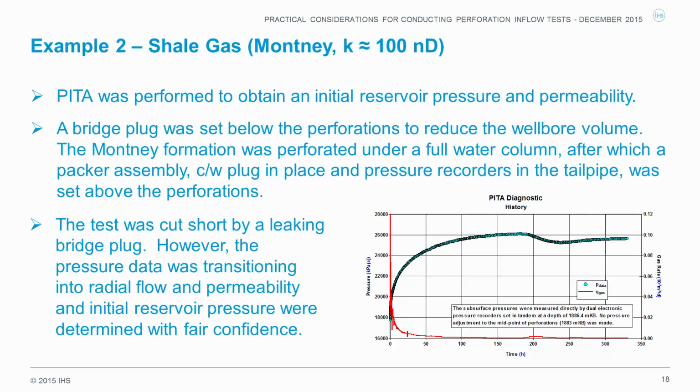The second example is a shale gas well where a PITA was successfully performed, and the permeability is 100 nanodarcies. Although the test was cut short by wellbore issues after 7 days instead of the planned 14 days, we were still able to get a meaningful interpretation because the test was designed and executed properly.